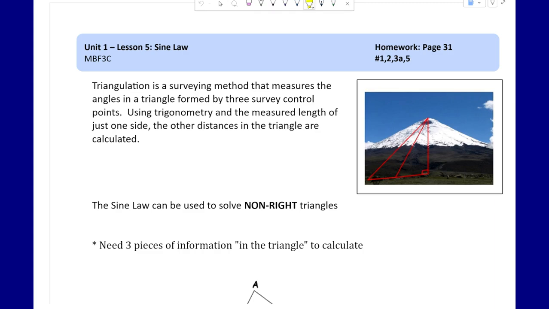non-right triangles. So obviously, or not obviously, but we do know that there are triangles that might not be right angle triangles, right? The trig ratios that we've dealt with already, those are for right angle triangles. What we're going to look at in this lesson and next are for non-right triangles. So when we're dealing with non-right triangles, sine law is one of the things we can use.